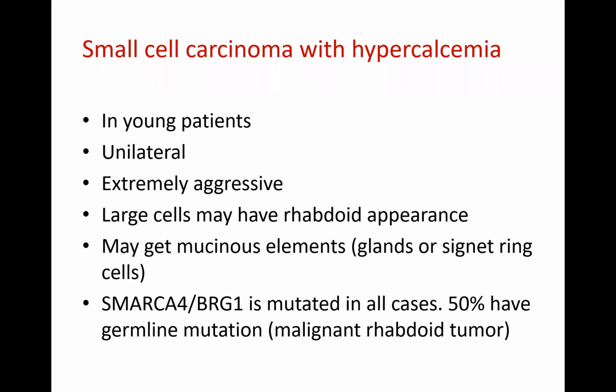Aha, so this is another tumor in young patients. So we mentioned the differential diagnosis in young patients includes juvenile granulosa cell tumors, dysgerminoma, which is a germ cell tumor, but it also includes small cell carcinoma with hypercalcemia. Typically unilateral, typically very aggressive. Patient presents with ascites. These patients don't do well at all. The cells may have rhabdoid appearance. They may get some mucinous elements, glands, but these tumors are SMARCA4 mutant, and if you stain for BRG1, they will be negative because they lost the staining.